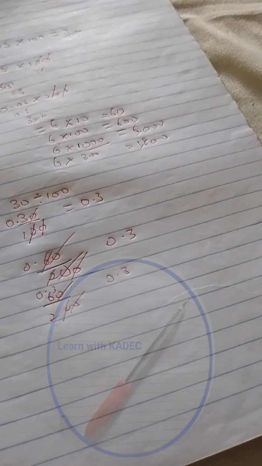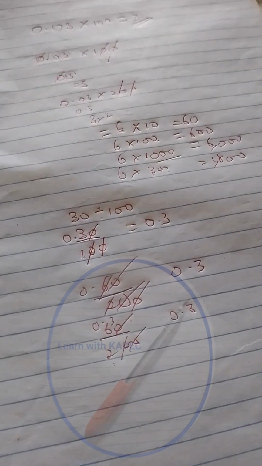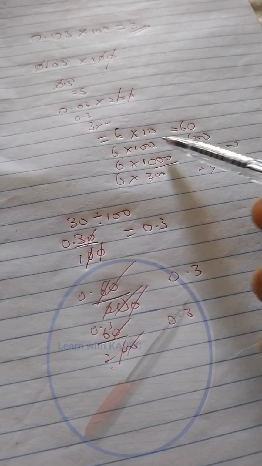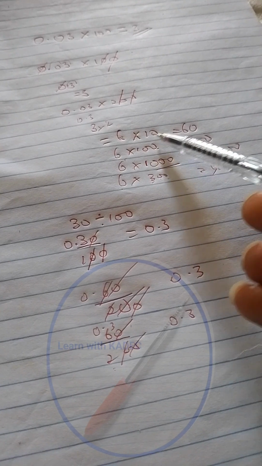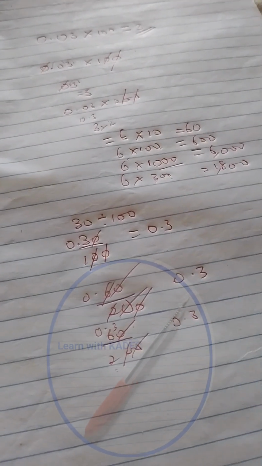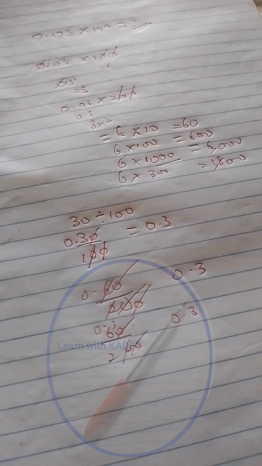So I don't want you, after this class, to have a question of multiplication or division involving tens, hundreds, thousands, meaning those ending with zeros, and you are pressing the calculator. It's an abomination. To me, it's a big abomination.